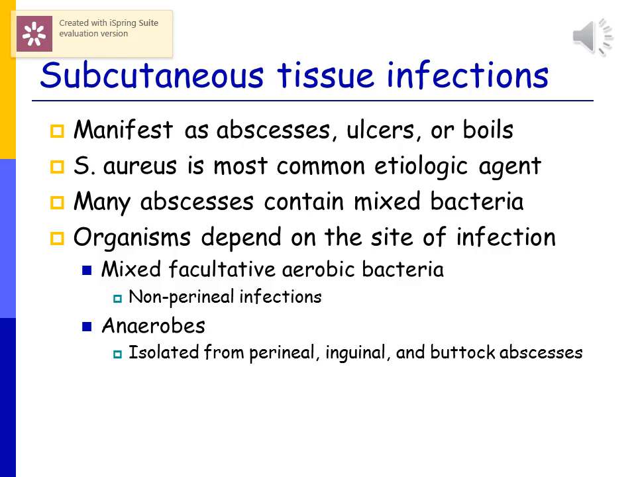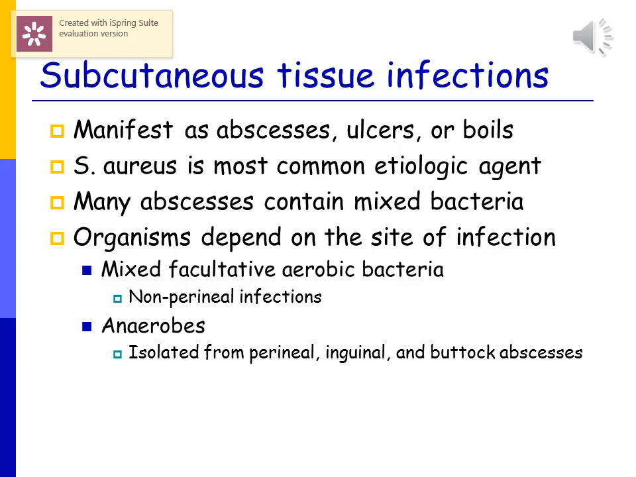Subcutaneous tissue infections commonly are abscesses, ulcers, or boils, and Staph aureus is the most common agent that causes subcutaneous infections. Remember, abscesses are commonly mixed bacterial infections. So you're going to get a mix of aerobic and anaerobic bacteria in an abscess. So it all depends on the site of an infection. So you might get a mixed facultative aerobic bacterial infection, or you might get an anaerobic infection.